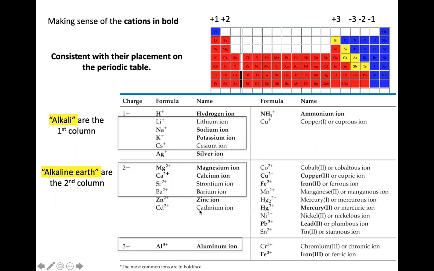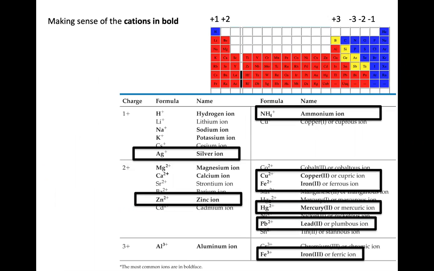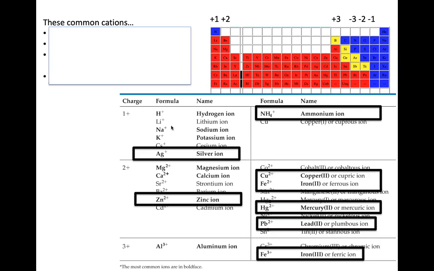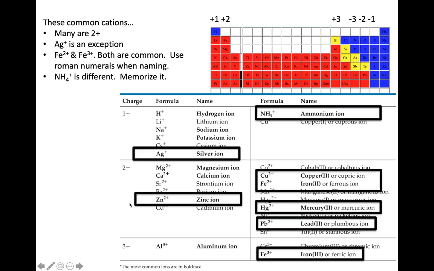So I'm pointing out that for several of these, by simply looking at their placement on the periodic table, we already know the answers. Now, how about ones that are not obvious based on the periodic table? Let me help you make sense of those. So I put those in bold right here. Couple generalizations for you. How would I make sense of these common cations? I see that many of these are plus two. I see zinc plus two, copper plus two. I see lead plus two. So many of these are plus two. If I'm looking for ones that are not plus two, silver plus one is an exception.